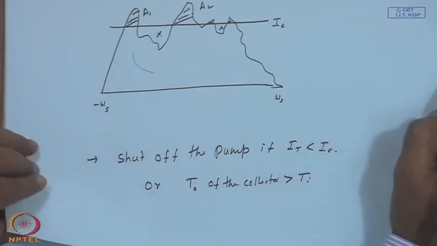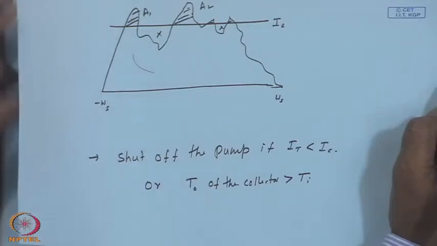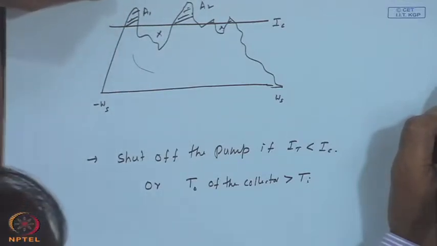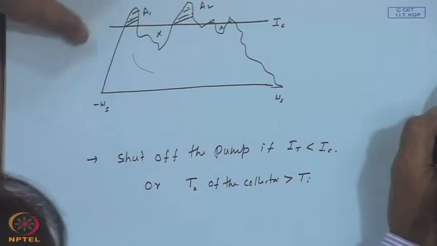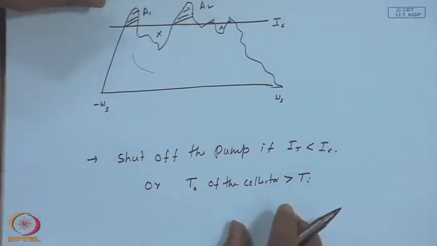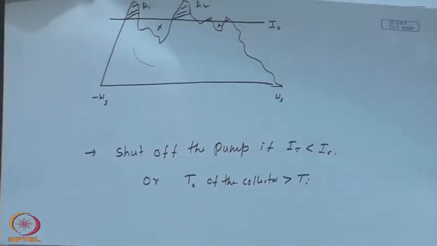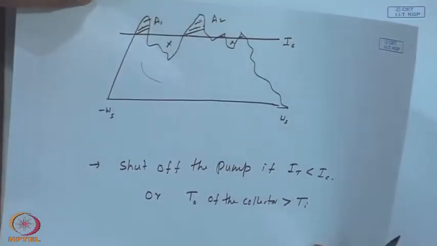This is where the practical difficulties I was mentioning will come in when you run a system scale experiment or even a component scale experiment. The control may not be able to shut it off exactly when T O is greater than T I. How much greater? It will have a bandwidth of 5 degrees or 2 degrees or 3 degrees, and consequently my shutting off or starting will not be exactly according to the mathematical control.